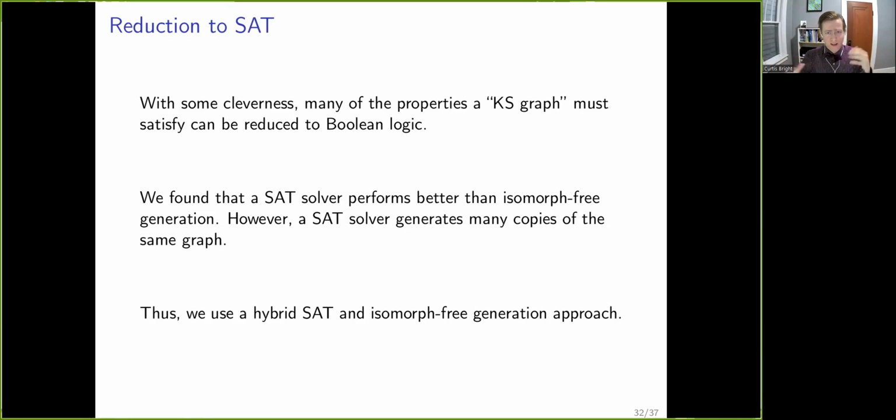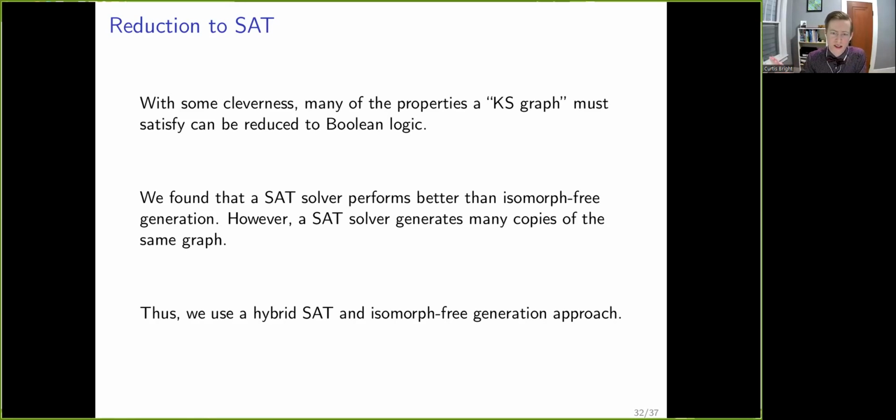The intuition is that there are all these messy constraints that a KS graph must satisfy, and a lot of them seem to be contradictory, but it's hard to prove something either way. But the solver somehow is able to use all these mostly contradictory constraints to quickly rule out the possibility of many graphs, which an isomorph-free exhaustive generation approach would have to consider, right? So the SAT solver is able to really prune down the search, but there's a problem.